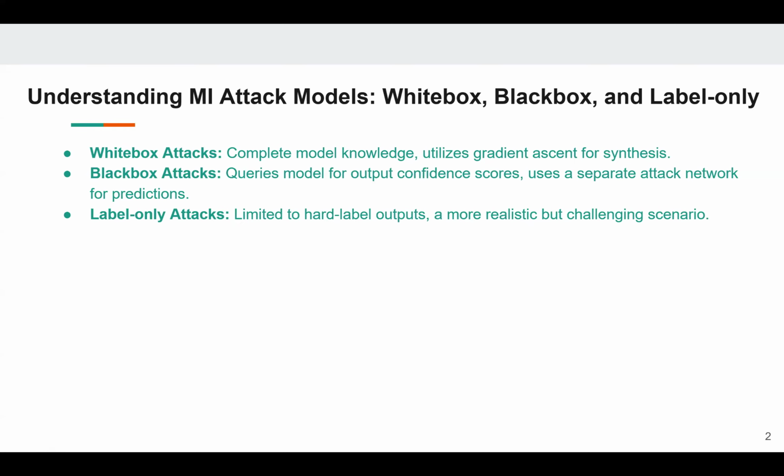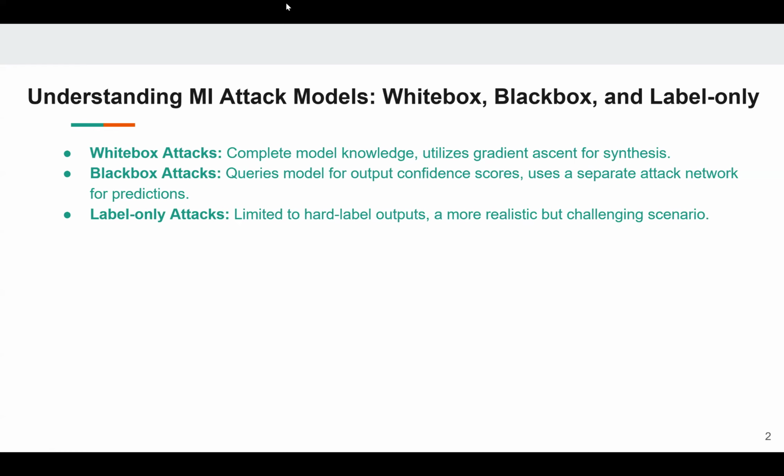I'll start by explaining the nuances of model inversion, or MI, attacks and how they differ based on the attacker's access to the machine learning model. This knowledge basically forms the basis for our understanding of the complexity of various attack strategies. So first, there are white box attacks. Here, the attacker has full knowledge of the target model, including its architecture and parameters. In this approach, using a method known as gradient ascent, the attackers can create inputs that the model will predict with high certainty.